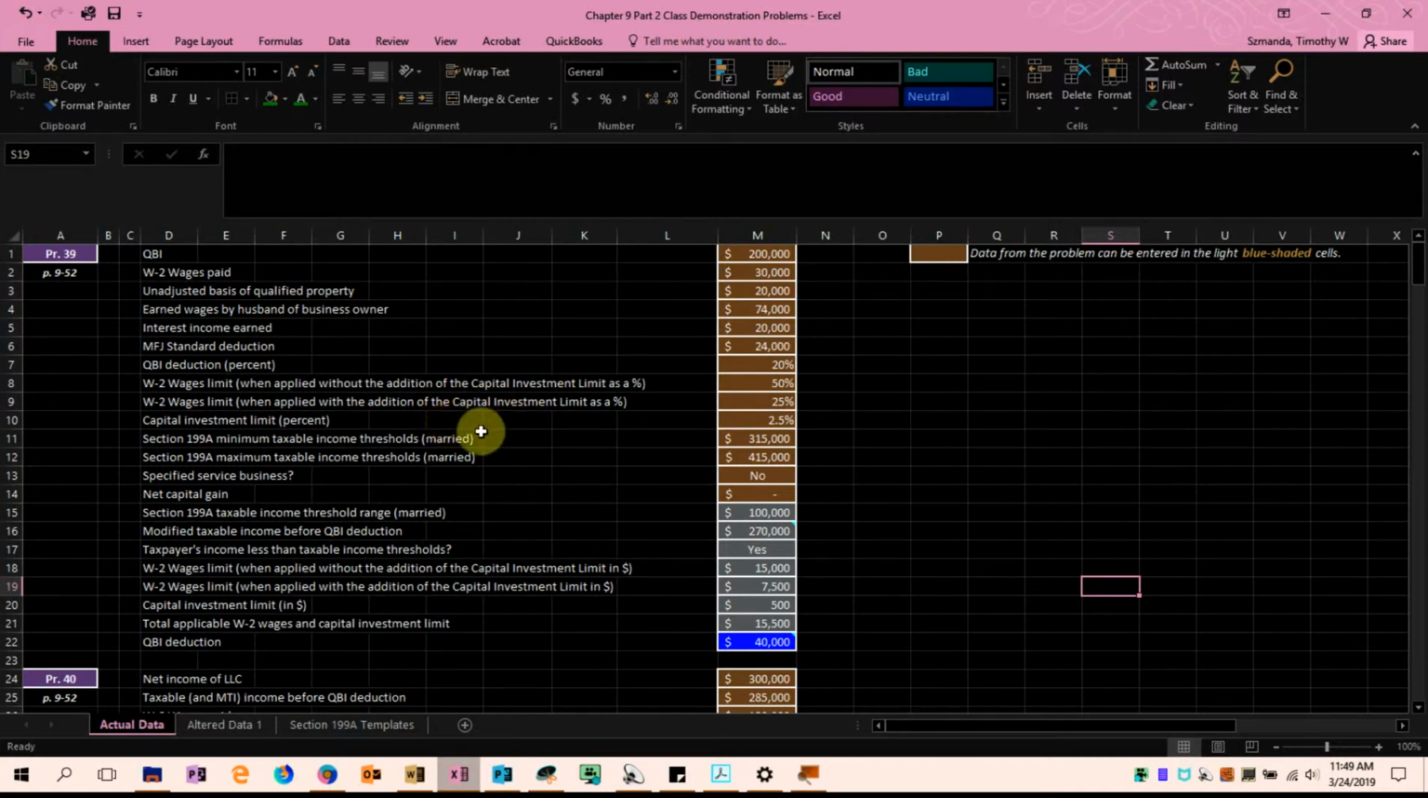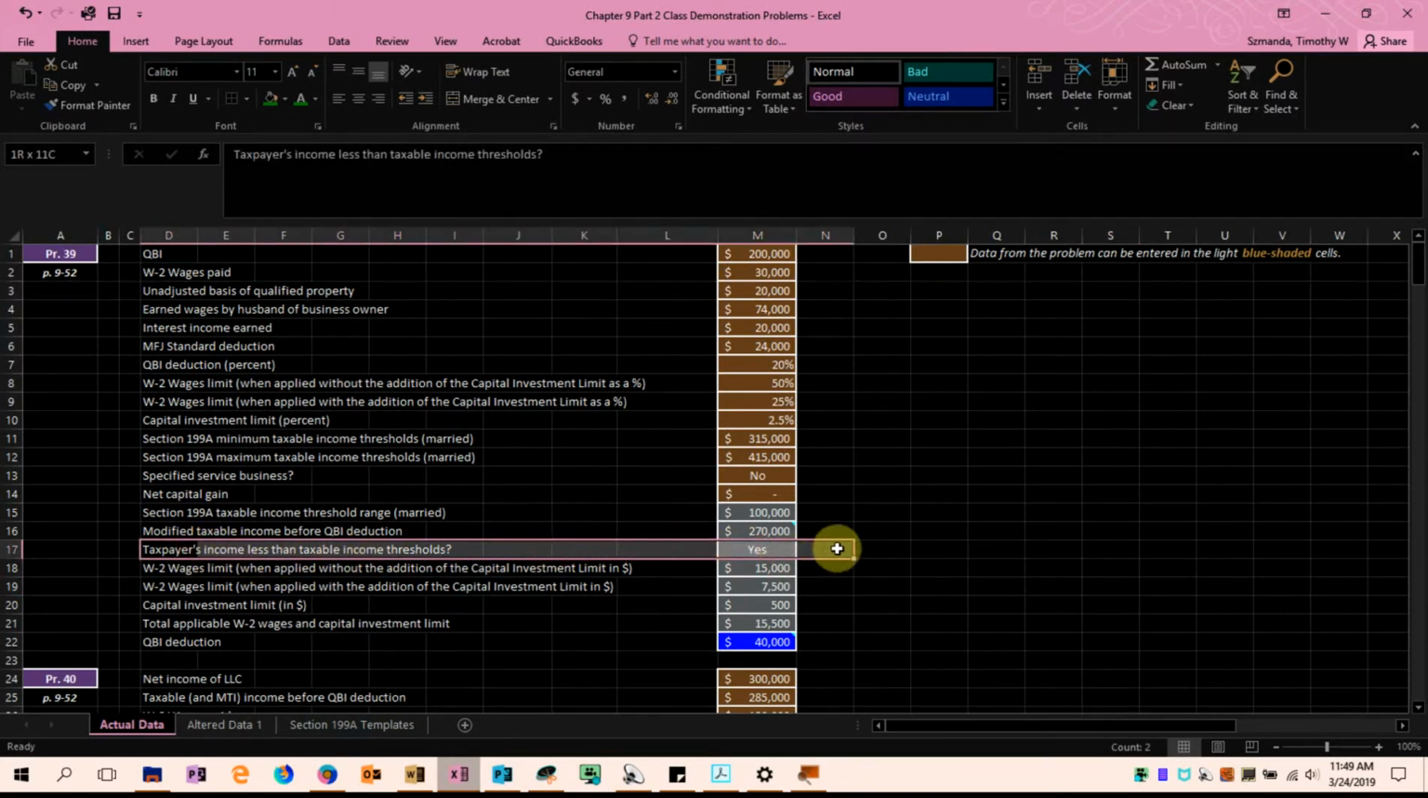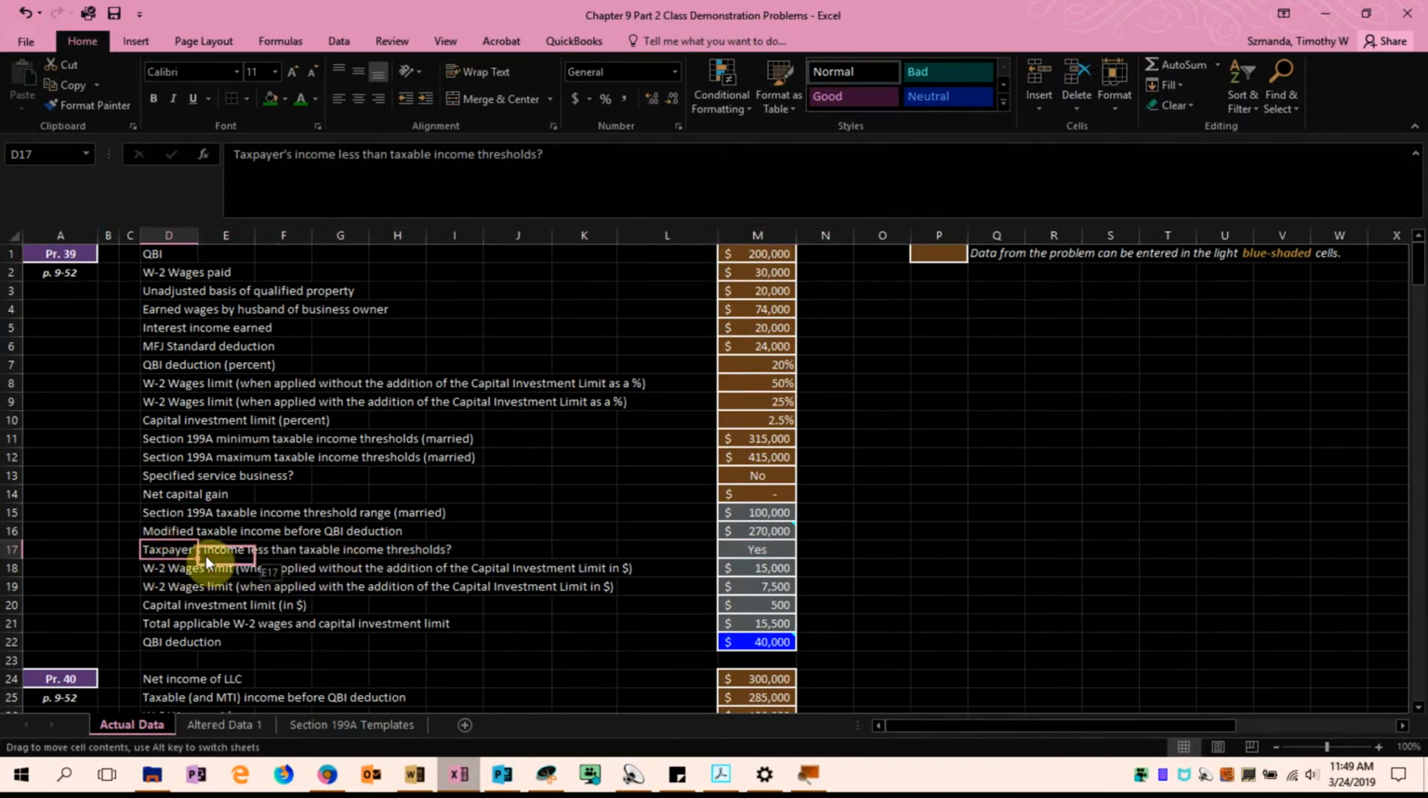One of the first things we need to look at, and I'm going to jump down here, is do the taxpayers exceed the threshold for their income, the lower threshold? Or is it less? And the way I have my scenario listed is the taxpayer's income less than? And I have yes, it is less than.